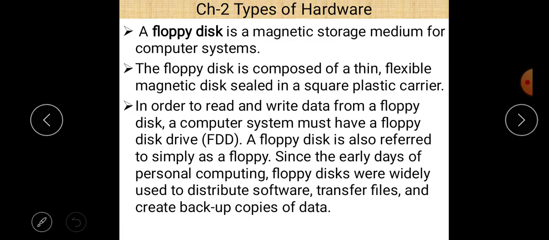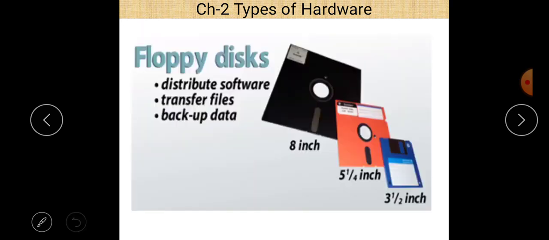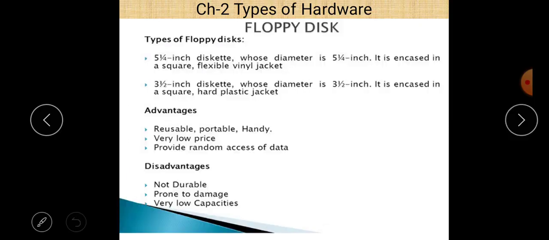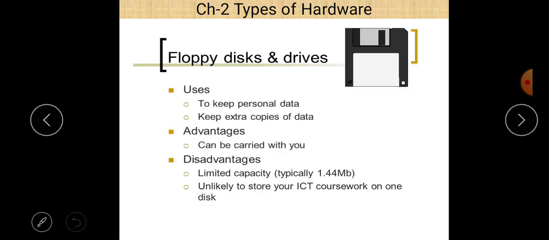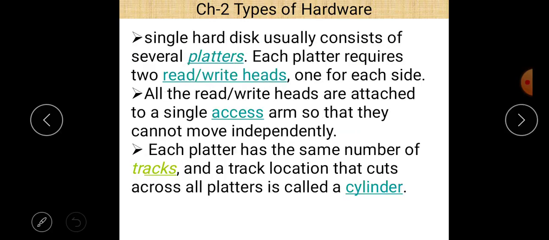Then floppy disk. Floppy disk is a type of magnetic disk, and these are the most common sizes of a floppy disk, and they can store data up to 1.44 MB. That's why they are not used nowadays, because it is a very small amount of data. And they are portable. This is the main advantage of using a floppy disk.